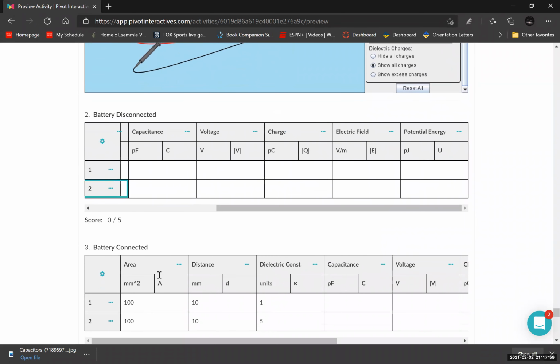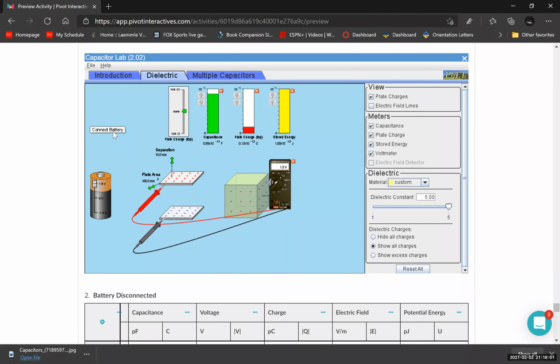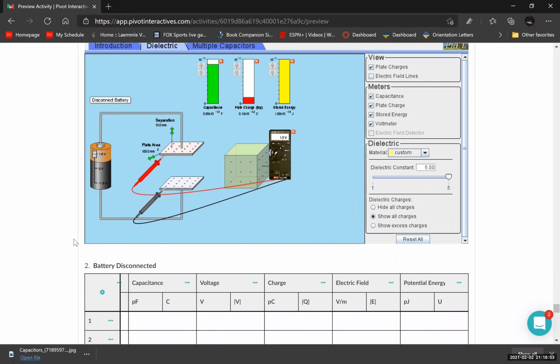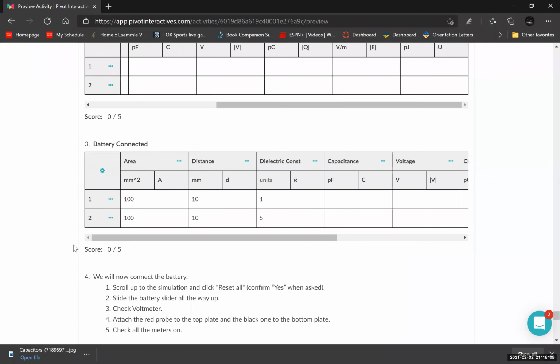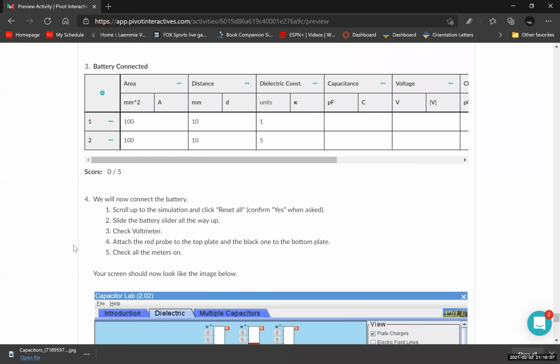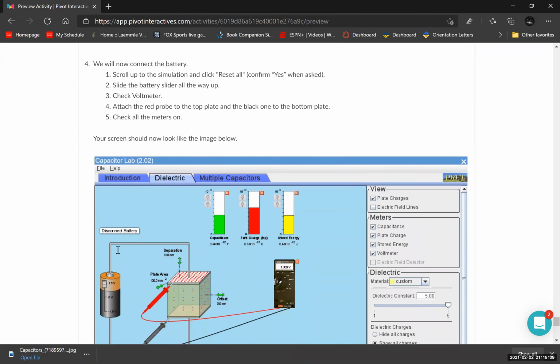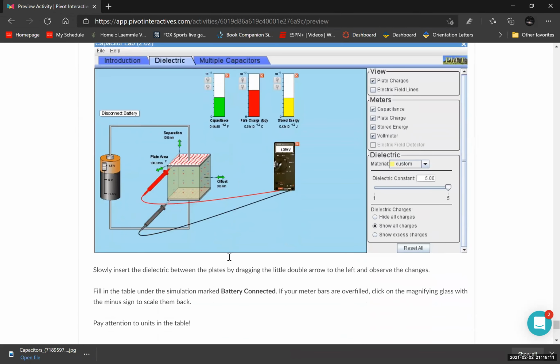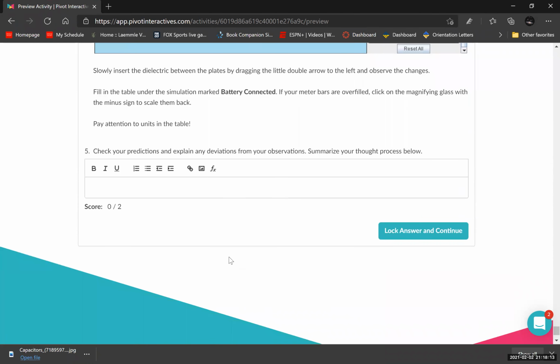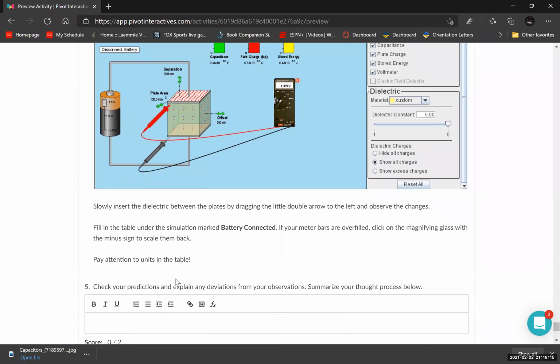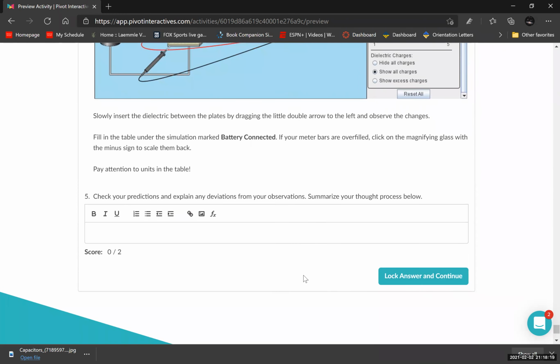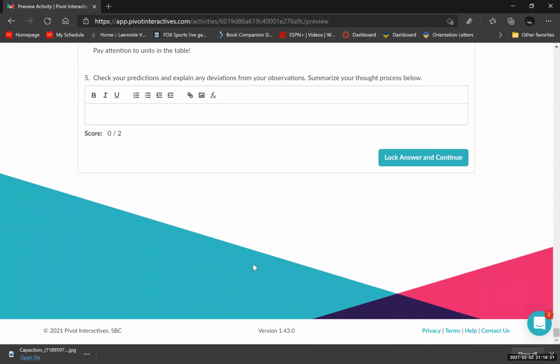And at the end, battery connected, which you basically just click on connect battery, and then write it down. That means measurement when the battery is connected, and again, the image is given here. And then the last question is basically, check your prediction, explain any deviation from your observation. And then answer and continue. Basically, this is pretty much the lab, you're going to have a submit. Mine is just the instructor version.